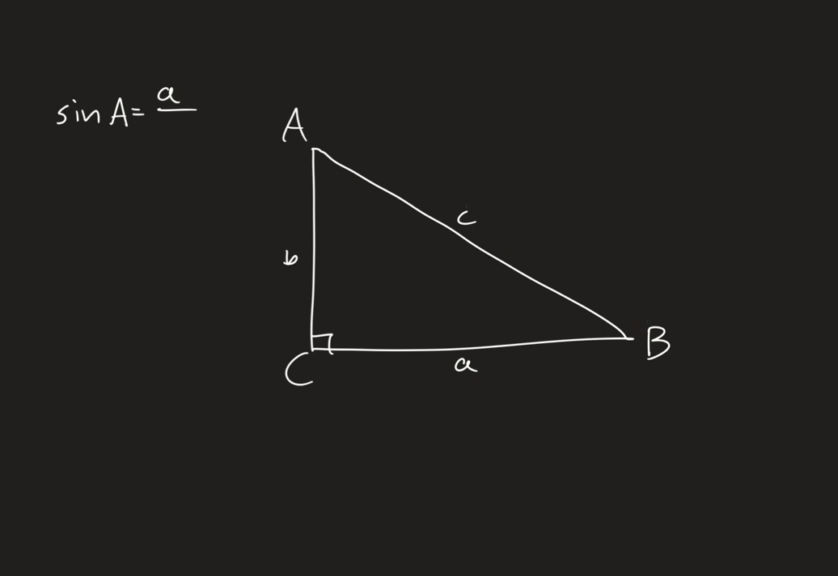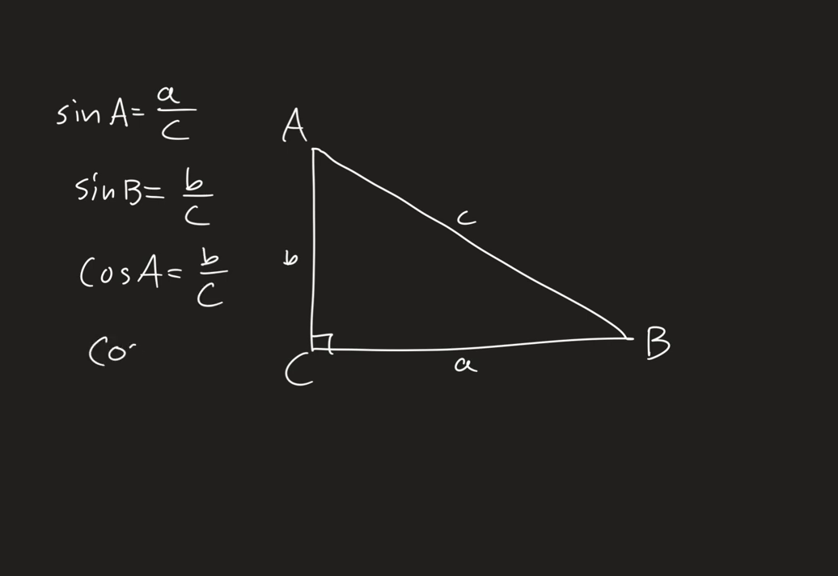C here. And at the same time, what if I was to say the sine of B? Well, the sine of B, the opposite of B now is what I call little b, and the hypotenuse is still C. And what's the cosine of A? Well, the cosine of A is the adjacent, which I call B, over the hypotenuse, which is still C.